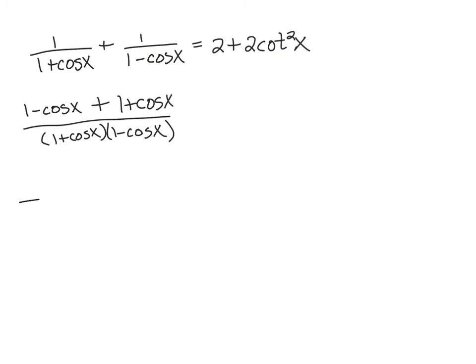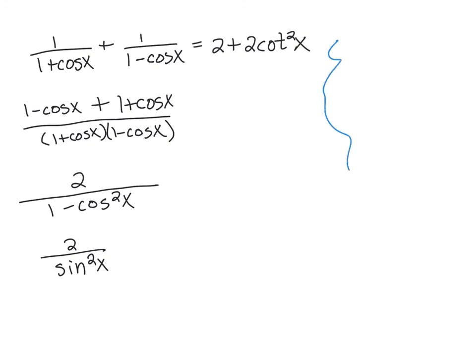Combine like terms on the top, and I'm going to get a 2 because the cosines subtract away. Multiply out the bottom. I'm going to get the difference of squares. But 1 minus cosine squared is sine squared. Okay? Now, what am I going to do with that? Well, this is when I'm going to come over here in my little thought bubble and look at the other side.